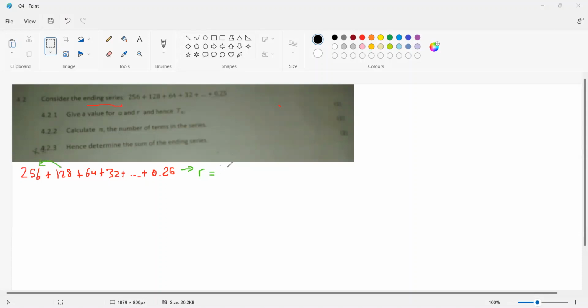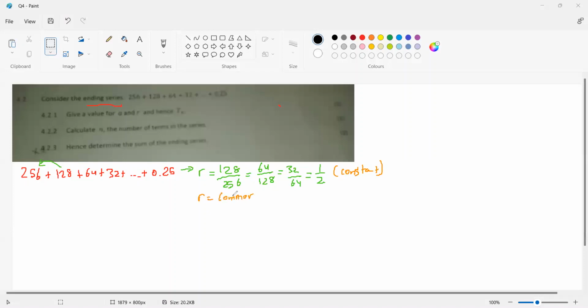As you can see, the common ratio, that is, you take the second term divided by the first, 128 over 256, or the next one, 64 over 128, or just 32 over 64, any one of the given pairs, would all give the same value of ratio r, which is half. That means the constant r equal to half is the common ratio.